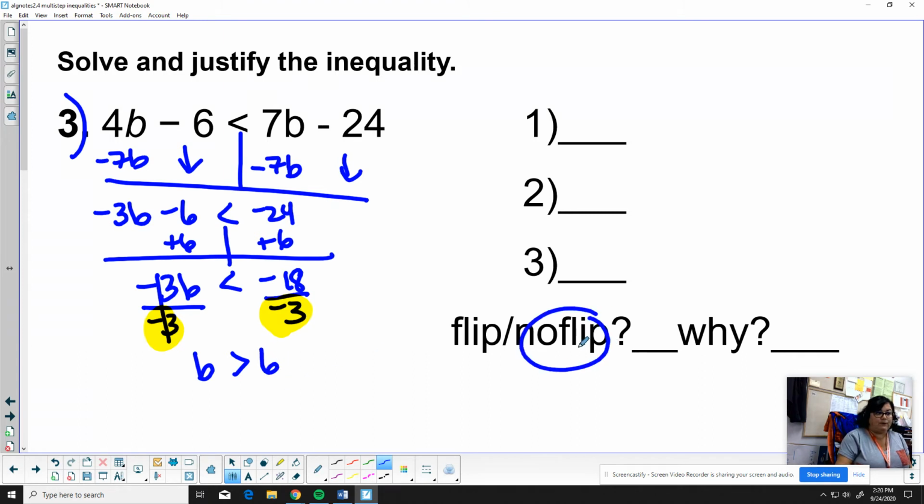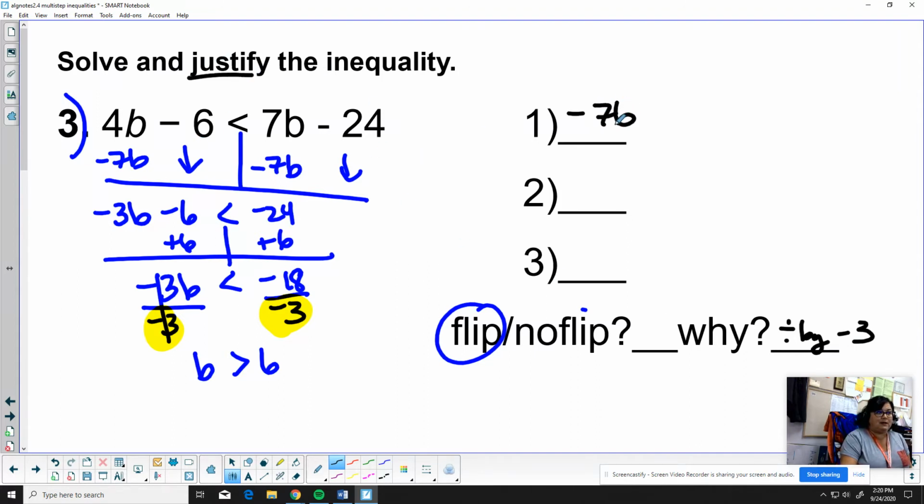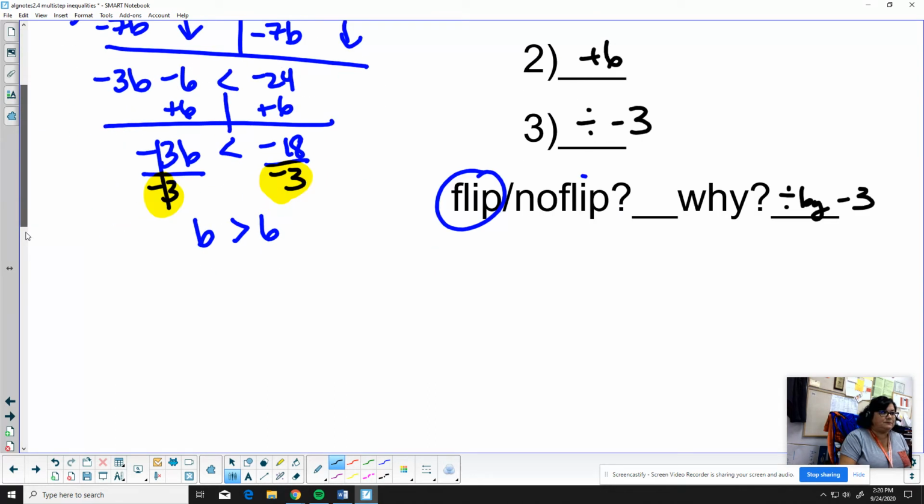So this was a no flip. Actually, it was a flip, not a no flip. It was a flip because I had to divide by a -3. So it was a flip. Divide by -3. And if I justify my steps, my first step was to subtract 7b on both sides. My second step was to add 6 on both sides. And my third step was to divide by -3. That would be my justification to get b by itself or isolated. So hopefully you got that right.